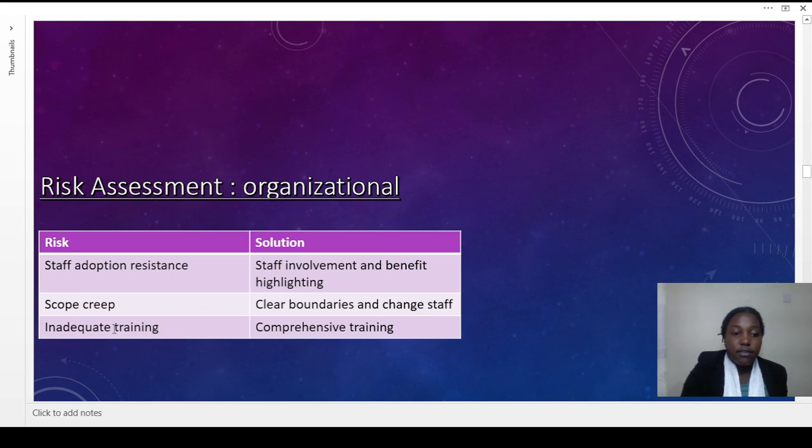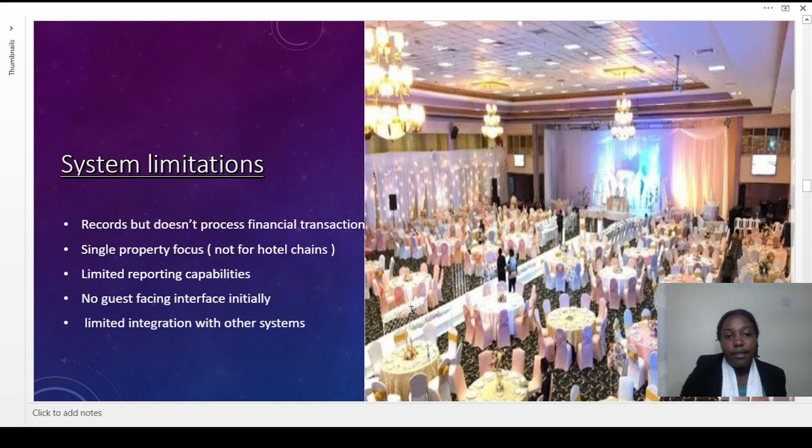Then the other thing is inadequate training. This is one of the easiest ways: you just have to implement training of your staff. And then we're going to look at the system limitations. What we are looking at here is what is limiting this system.